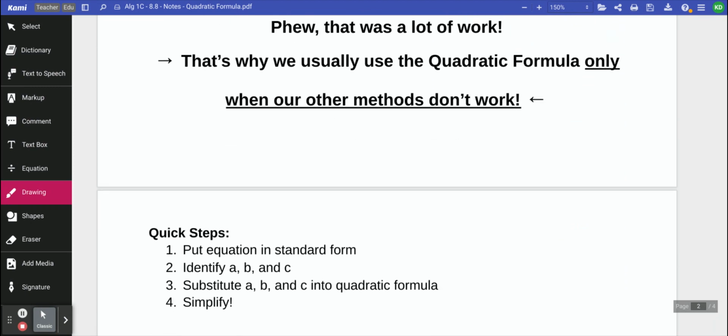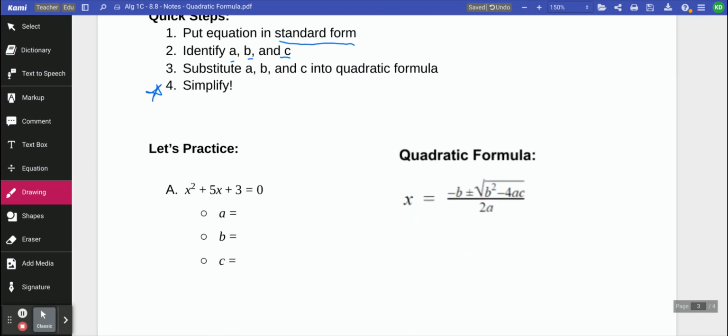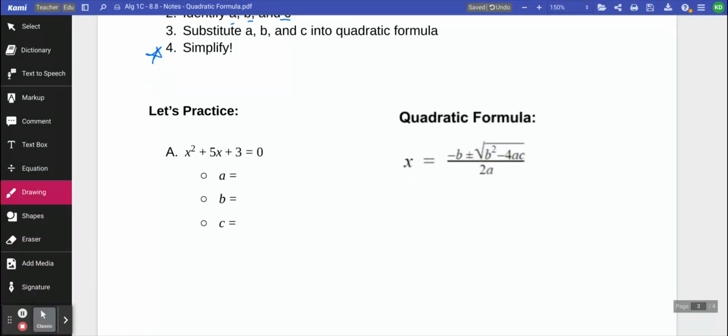Okay, so now let's do a couple of examples. I just put a very brief set of quick steps up here to remind you what we need to do. Our equation needs to be in standard form, right? We have to identify our A, B, and C, substitute them in, and simplify. Simplify has a lot of steps, but it's all just following your order of operations, okay? So let's do an example.